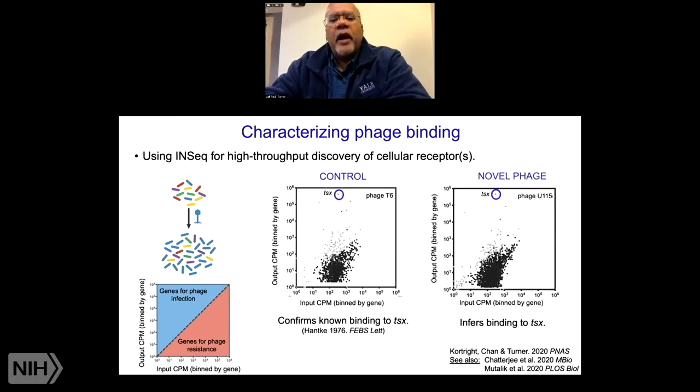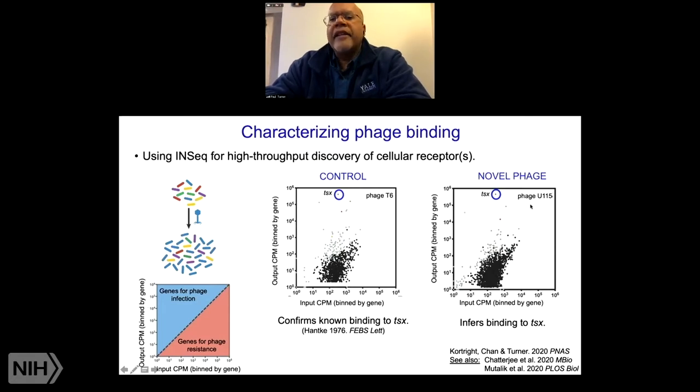So this works very well, for example, in a control. Phage T6 is a very well-characterized phage of E. coli. And in the screen, we were able to find that TSX porin is the thing that gave us the greatest statistical significance. This has been known for a long time, that the TSX porin is what this phage uses for binding and entry into the cell.